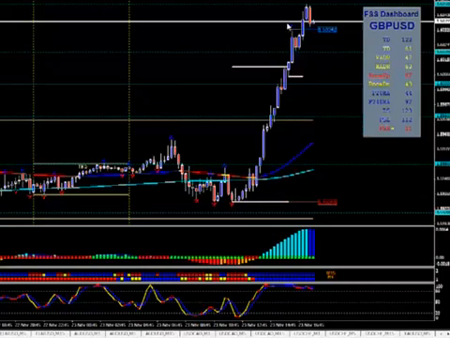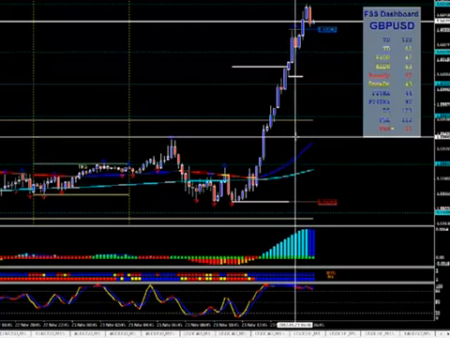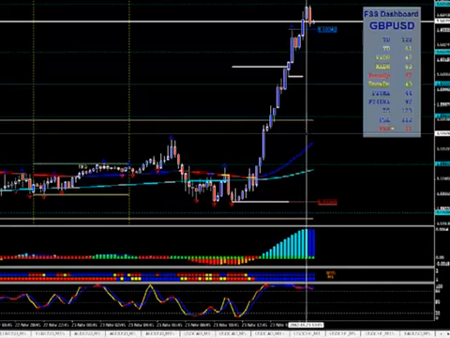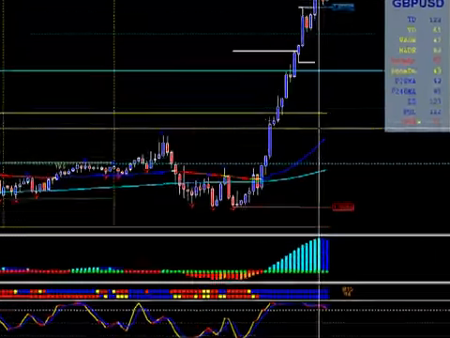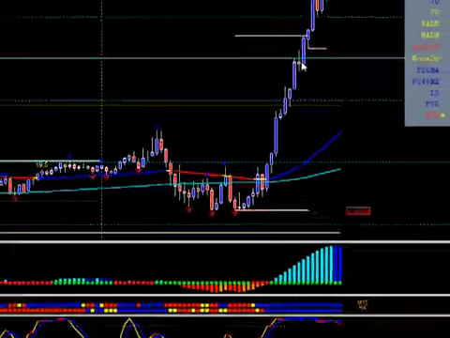It's a great trade. It went from 59.50 to 60.50. That's 100 pips. And look, that squeeze has only just finished. It went all the way to 160.50. 100 pips.